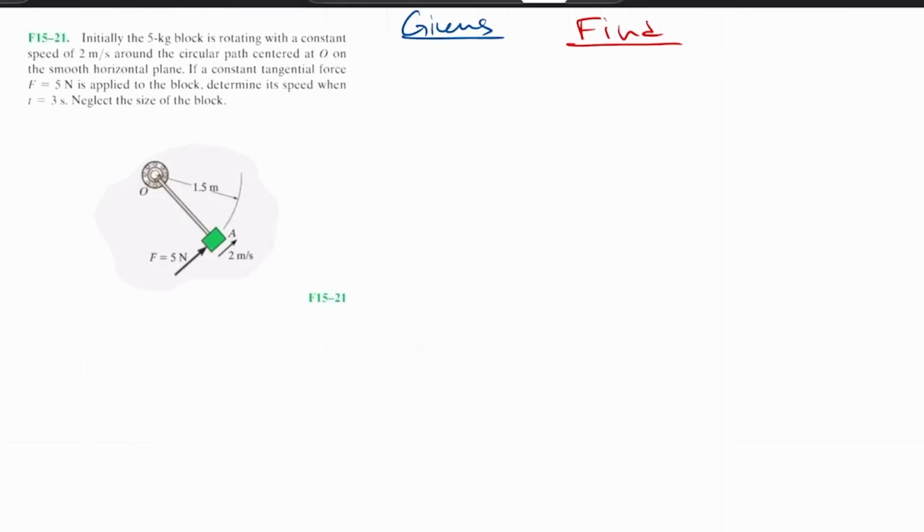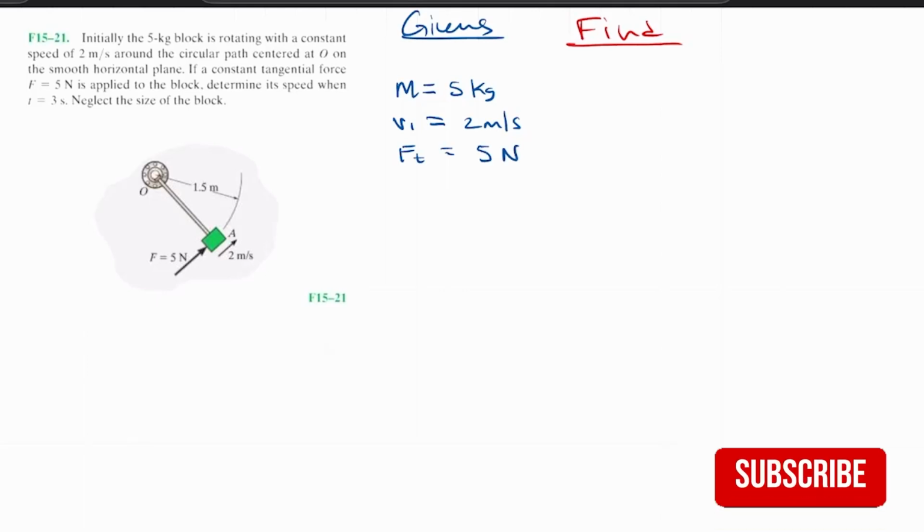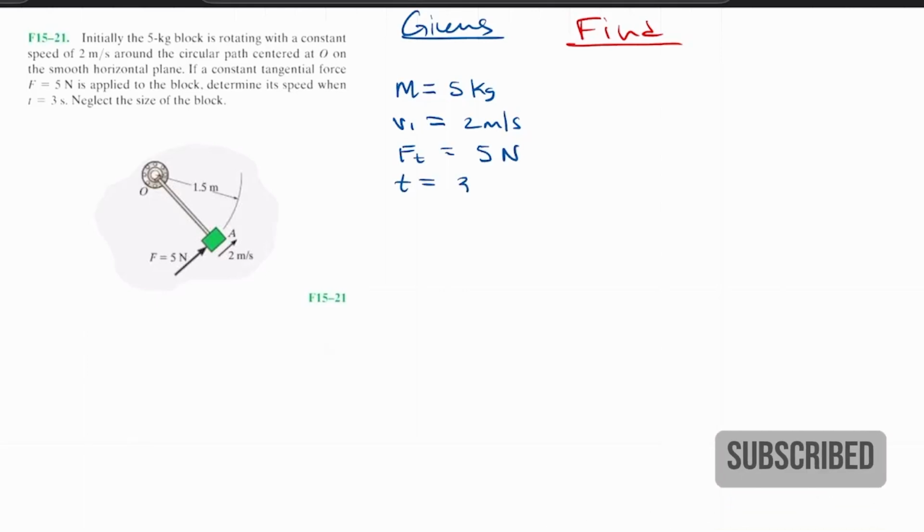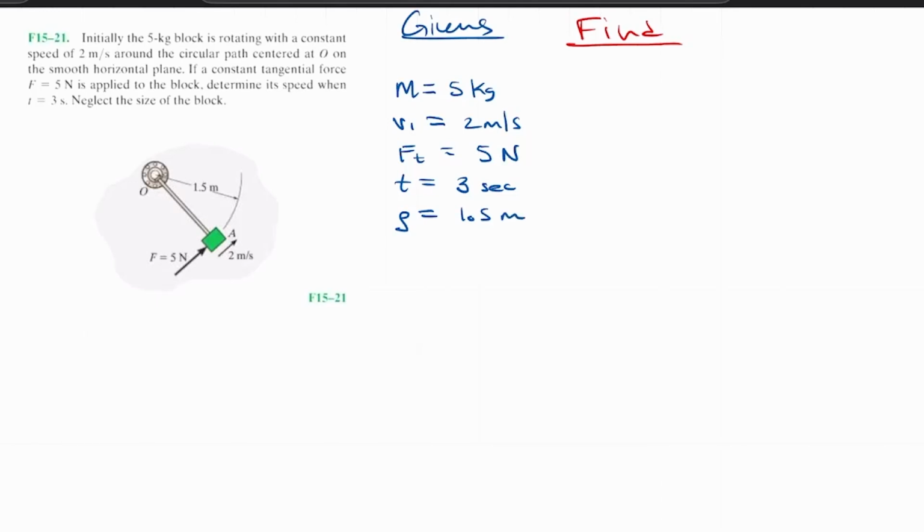So let's write down all the givens. The mass is equal to 5 kilograms. Velocity 1 is equal to 2 meters per second. There's a constant tangential force of 5 newtons. We have to look for the velocity after 3 seconds. And we have a radius of curvature, you see from here, of 1.5 meters. And once again, we are looking for velocity 2.